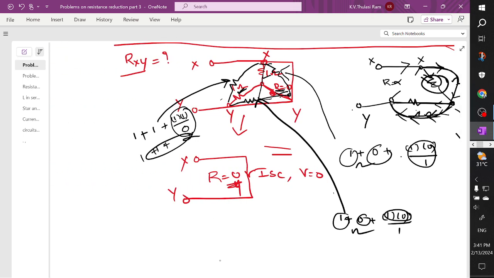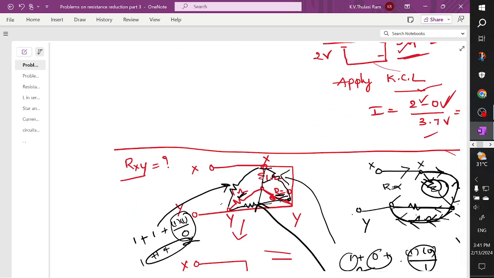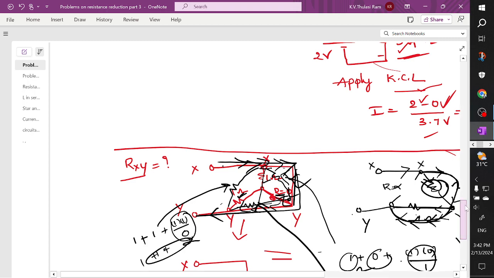So already I told, without solving the problem also we can solve it. You have better knowledge. So directly by seeing the problem, the current flows only in this path. The current doesn't flow in this resistor. Directly it will get diverted. Directly it will come to this point. Directly it will flow. The current directly will flow in this path. So that's how we solve this problem.